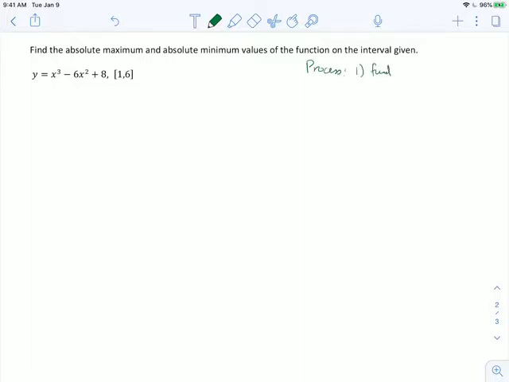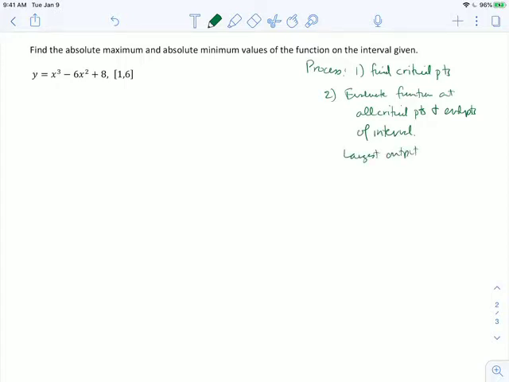First, we're going to find the critical points. So this is building on what we did in the previous video. And then second, we're going to evaluate the function at all critical points and the endpoints of the interval. And the largest of those outputs is the absolute max. And the smallest output is our absolute min.